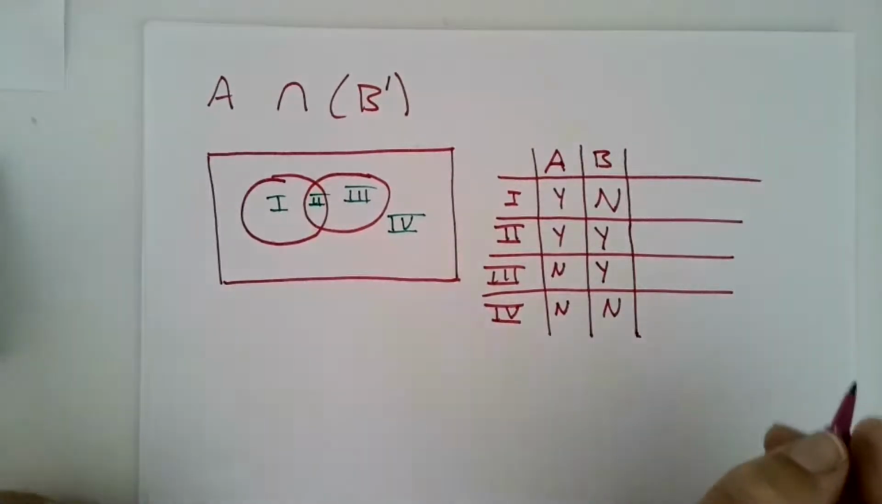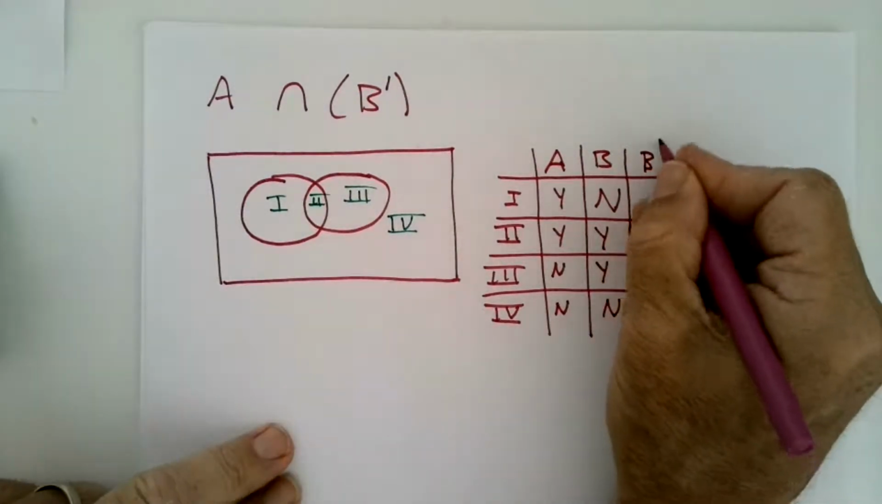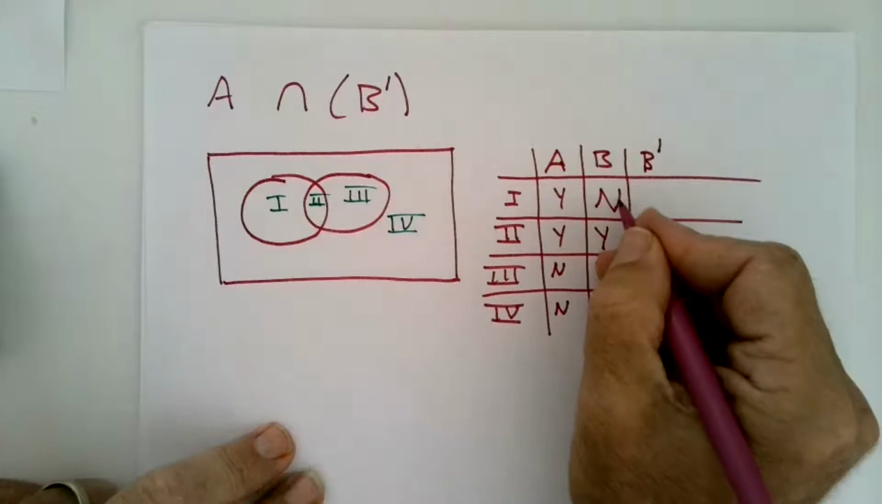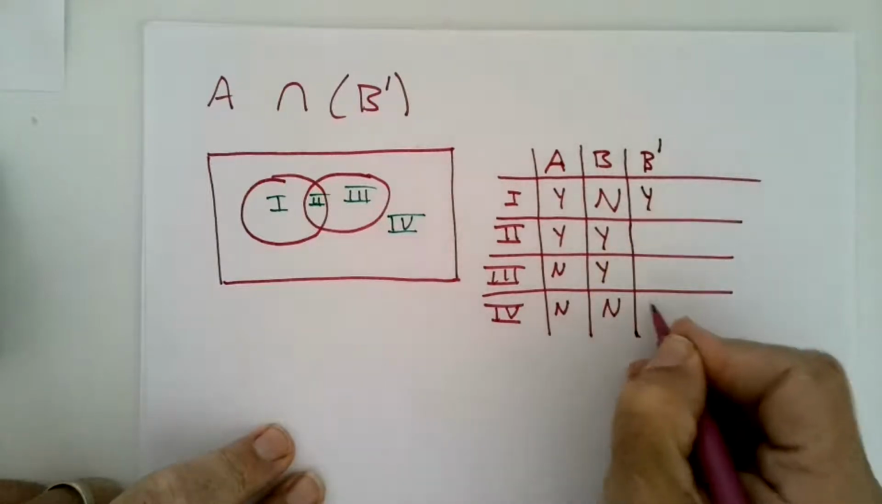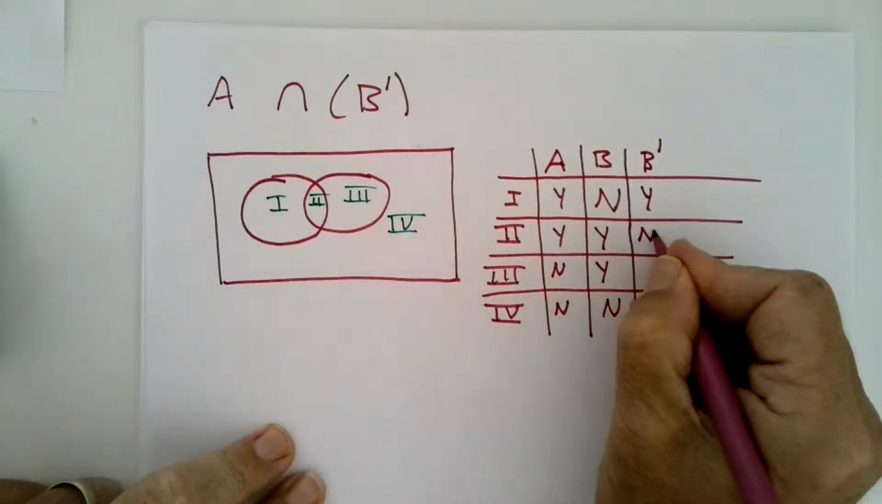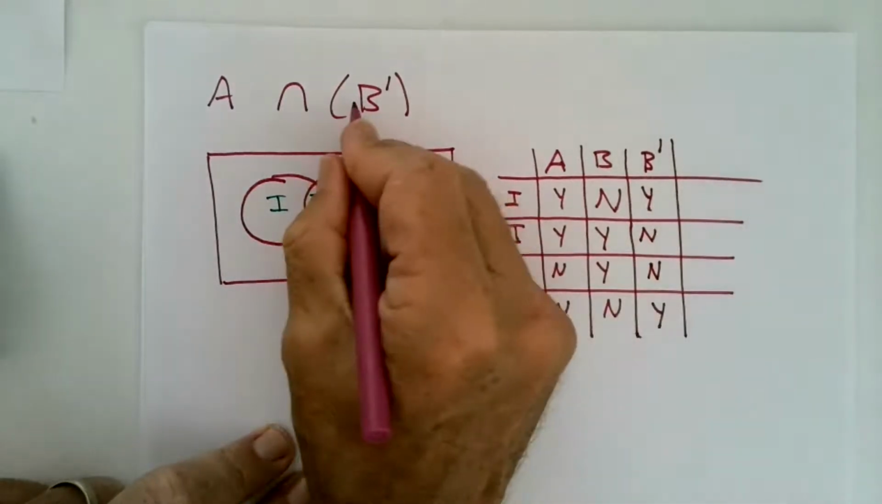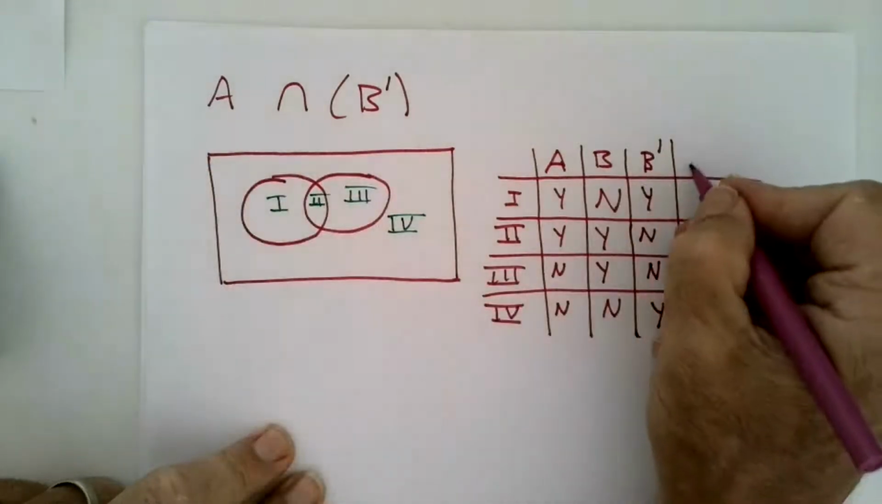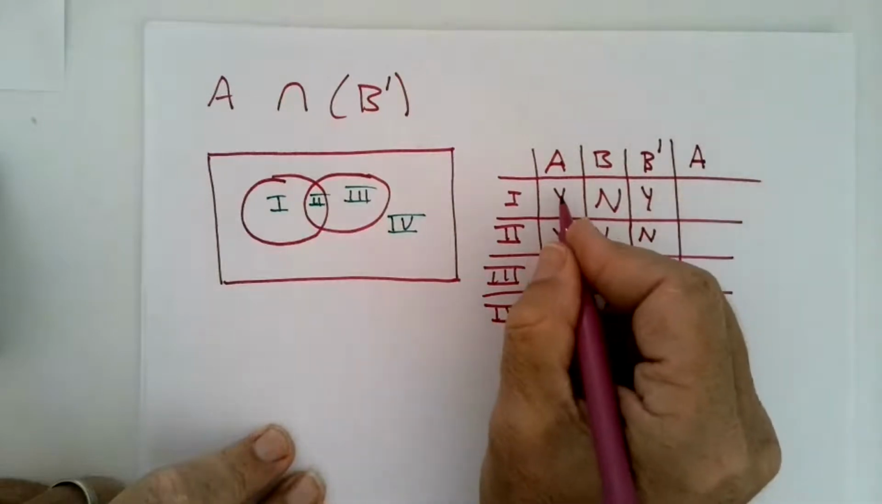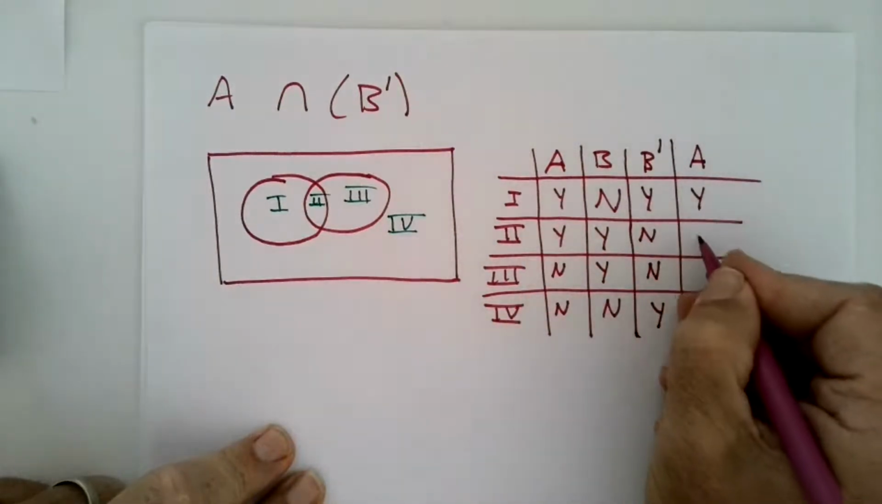How about B complement? What is B complement? Not in B. So no's become yes. Who's not in B? This one's not in B. That one's not in B. So that's B complement. But I need B complement and A. So let me draw A just so I can see it right next to it. A is Y, Y, N, N.